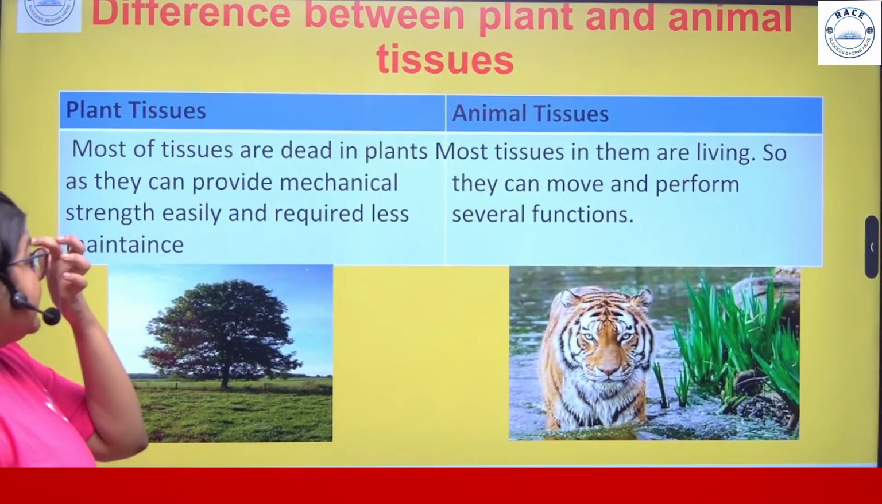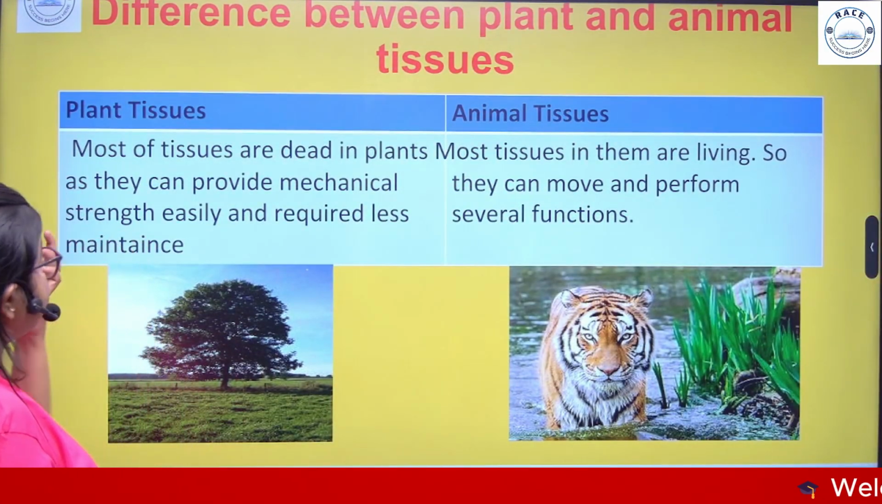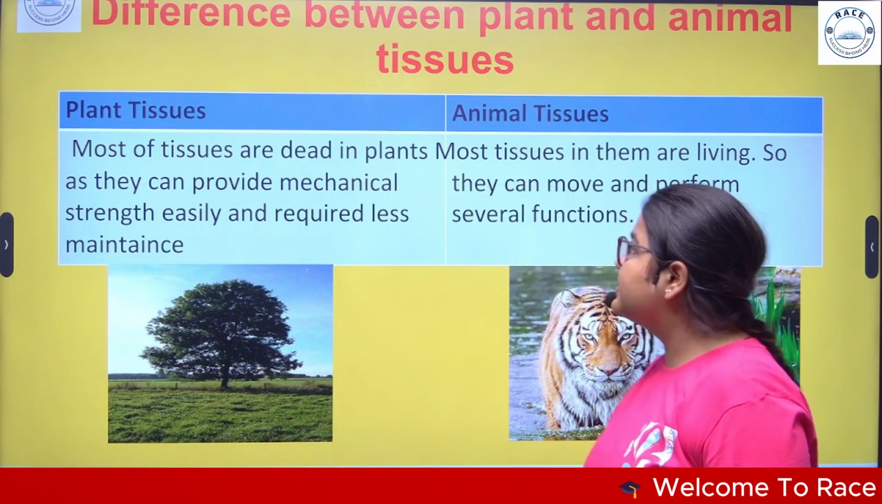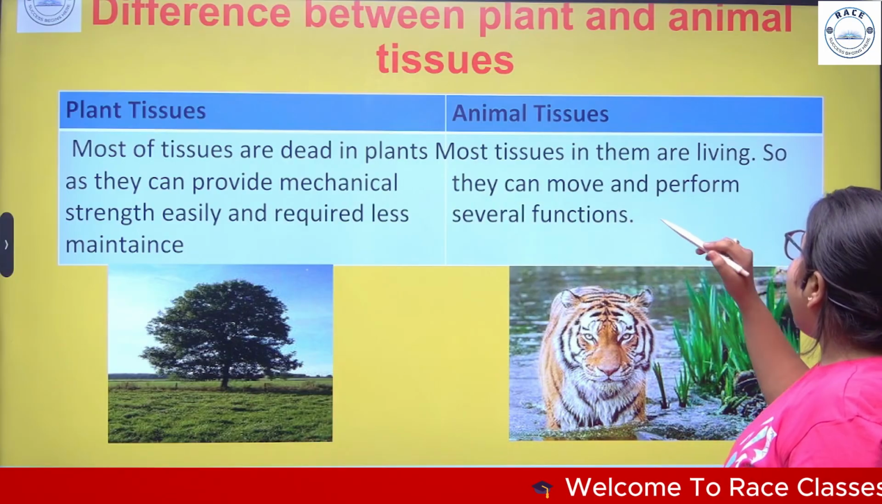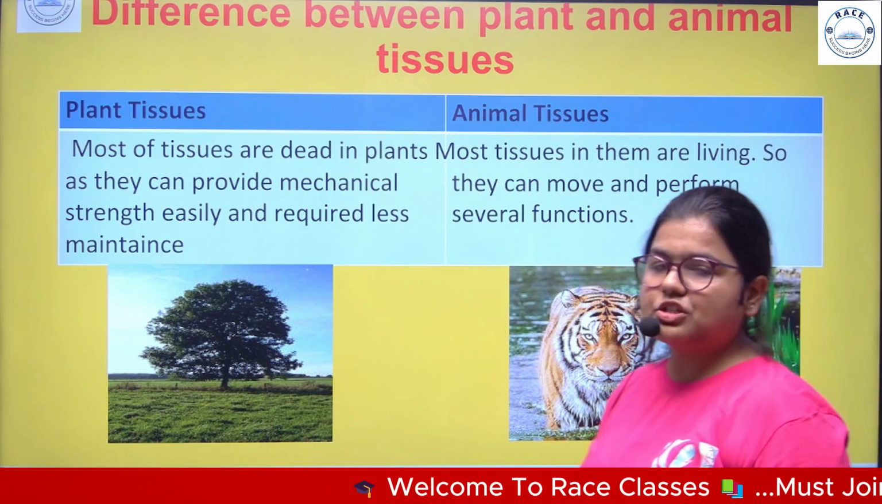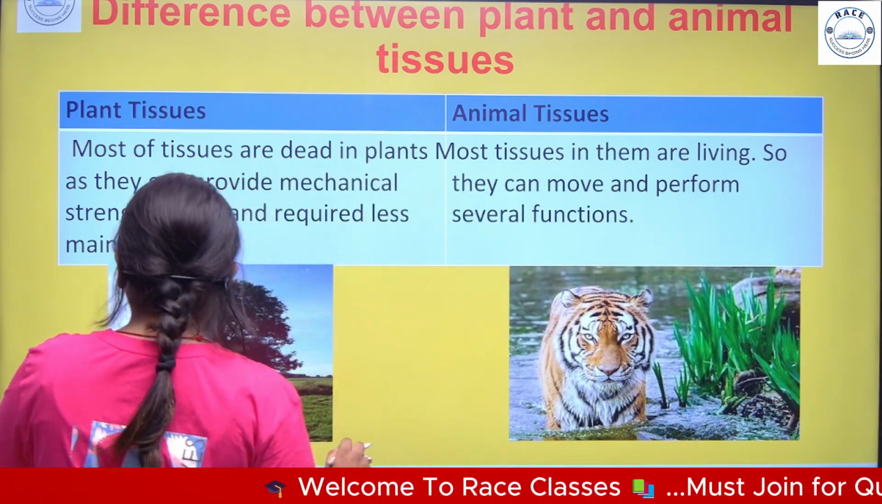Then most of the tissues are dead in plants as they can provide mechanical strength easily and require less maintenance. Most tissues in animals are living, so they can move and perform several functions. We have already talked about this.